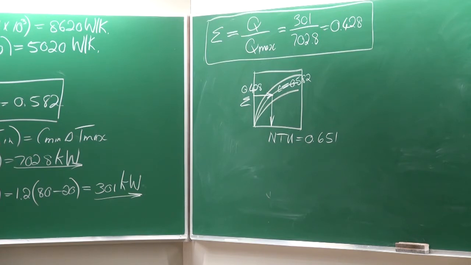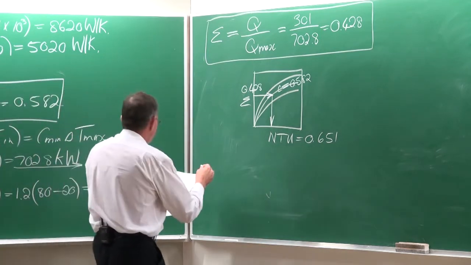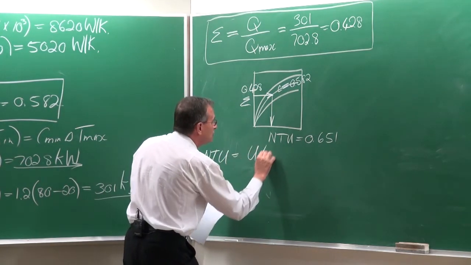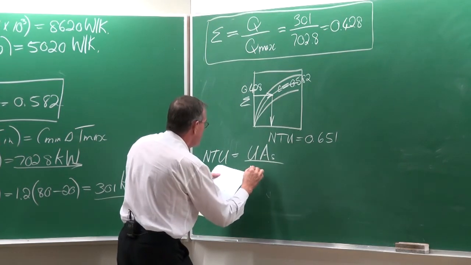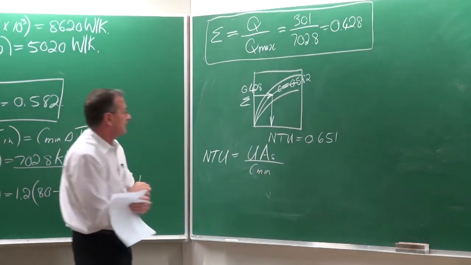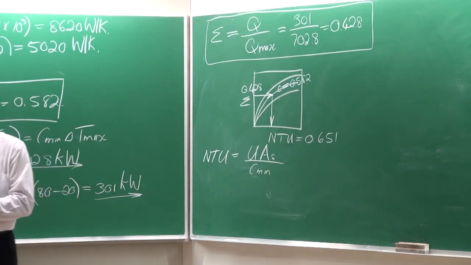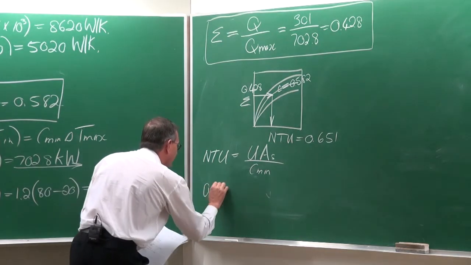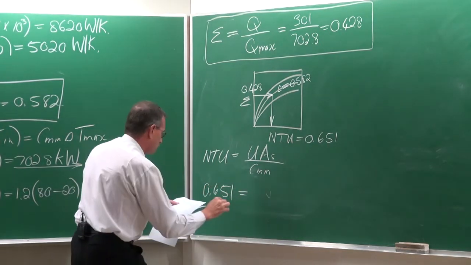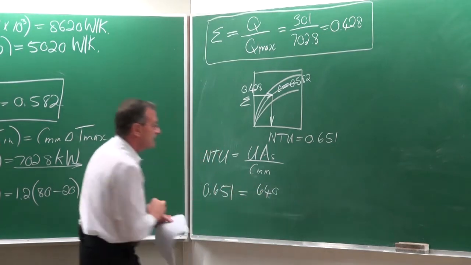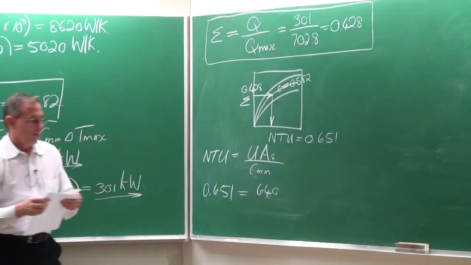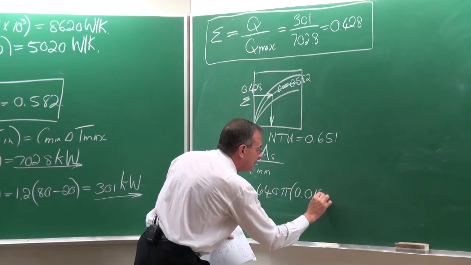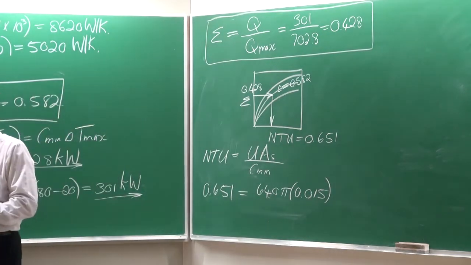Okay? Now, the NTUs by definition is equal to the overall heat transfer coefficient multiplied by the surface area divided by C minimum. The NTUs is equal to 0.651. It's equal to the overall heat transfer coefficient, which has been given as 640. The tube area is pi multiplied by the diameter, which is 15 millimeters.